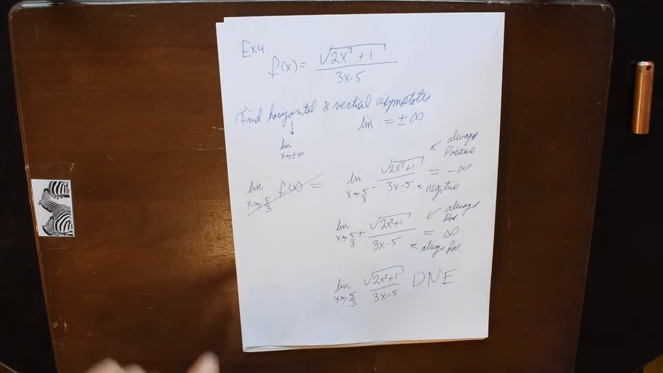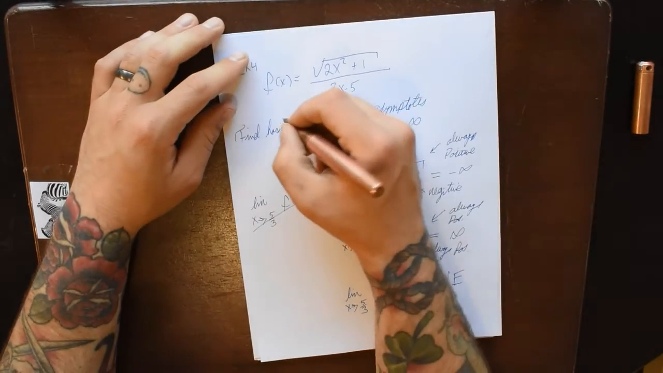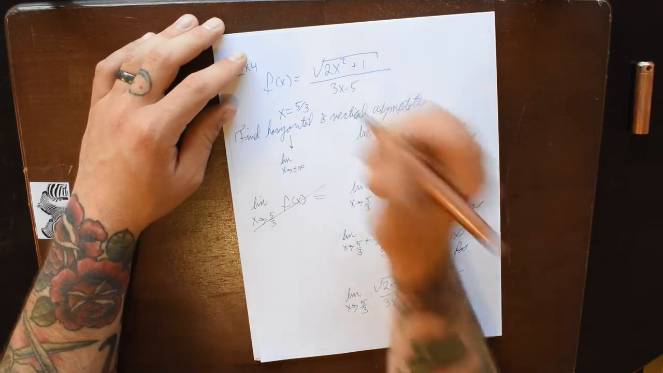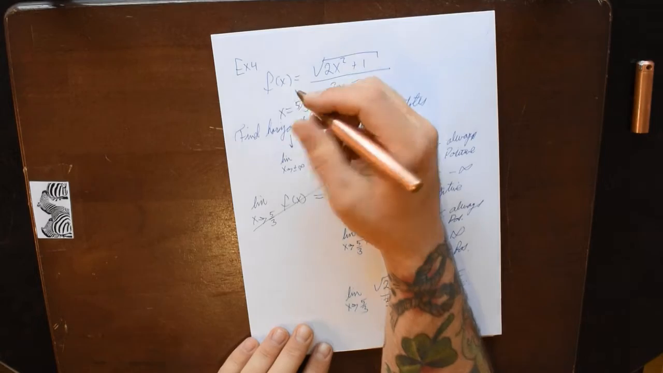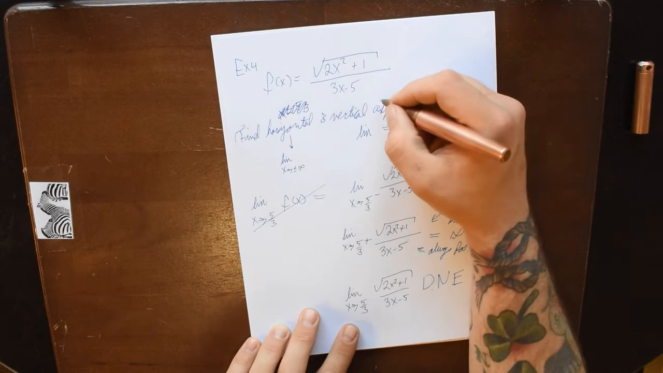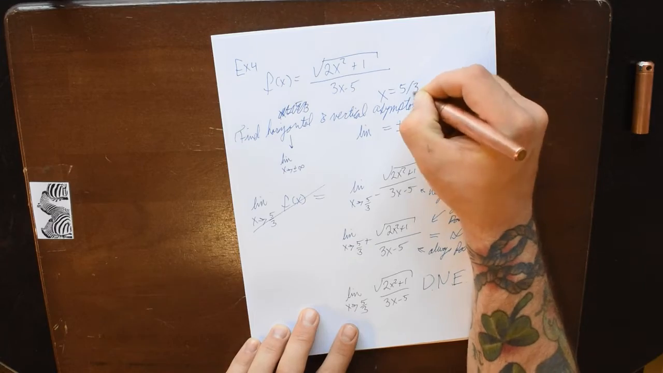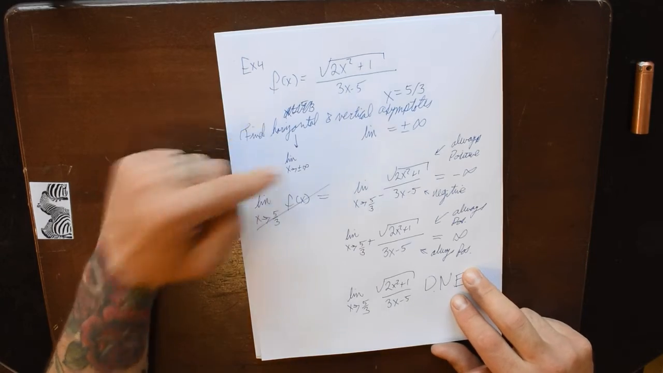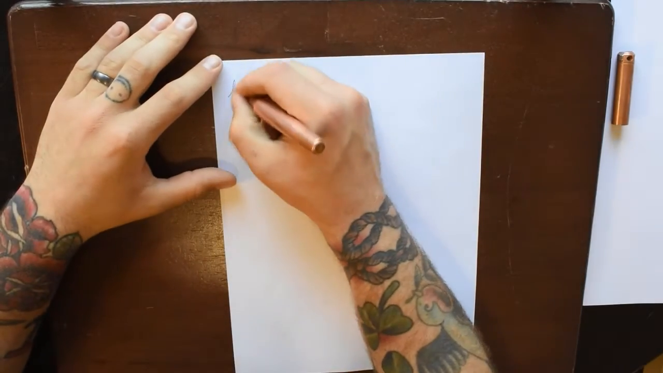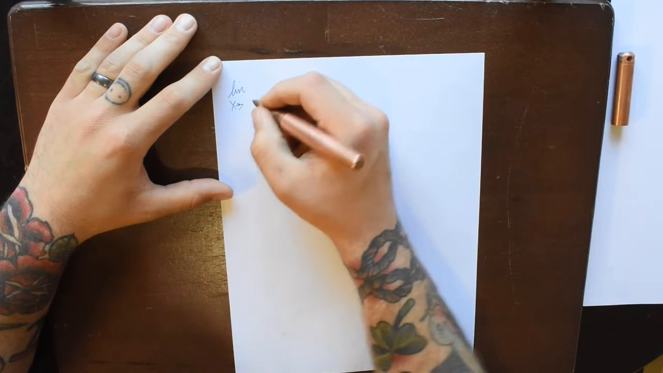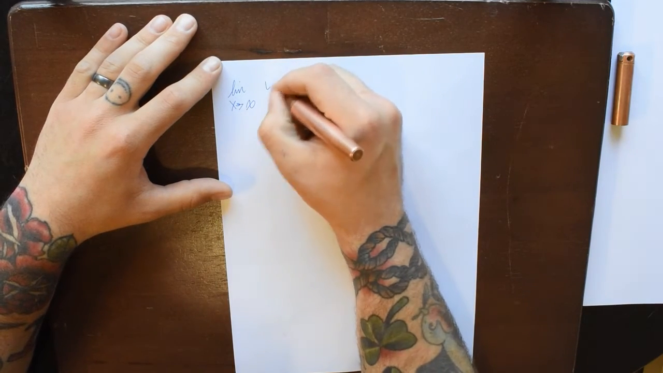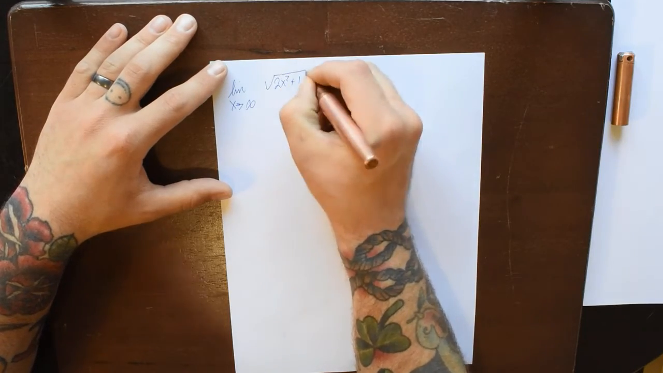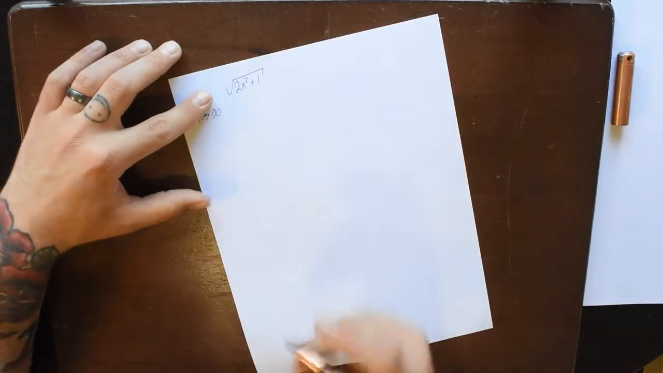We did them all. So, our vertical asymptote is going to be at x is equal to 5/3. It's funny because that's a vertical line. Still wrote it there. Horizontal asymptotes. We've got to take limits as they go out to positive or negative infinity. So let's see that technique we did again. We want to take the limit as x goes off to positive infinity of the square root of 2x squared plus 1, all divided by 3x minus 5.